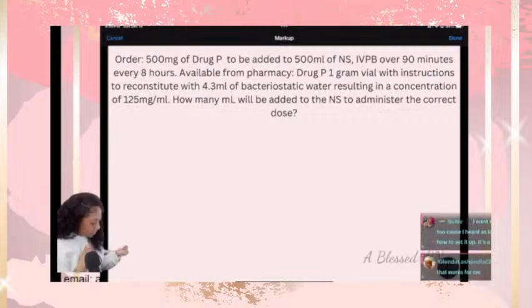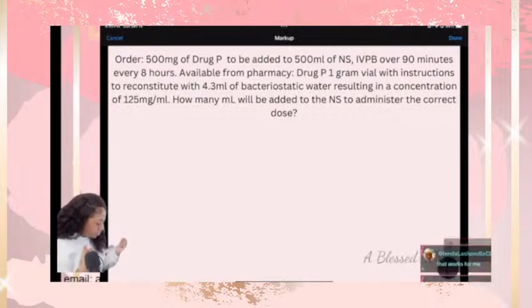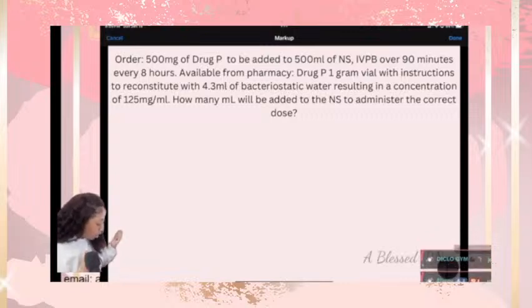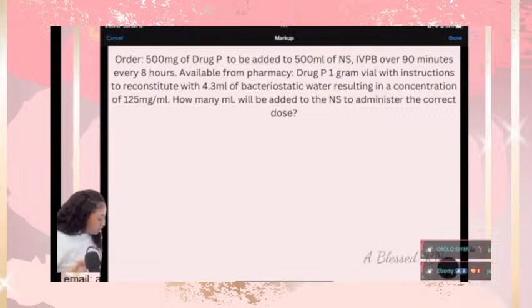All right, 500 milligrams of drug P is added to 500 mLs of normal saline. IV piggyback over 90 minutes every 8 hours. Available from the pharmacy is drug P, 1 gram vial with instructions to reconstitute with 4.3 milliliters of bacteriostatic water, say that 10 times fast, resulting in a concentration of 125 milligrams per mL. How many milliliters will be added to the normal saline to administer the correct dose?